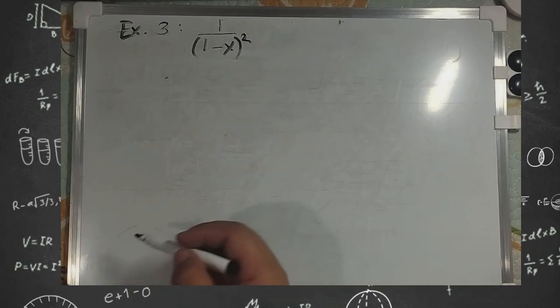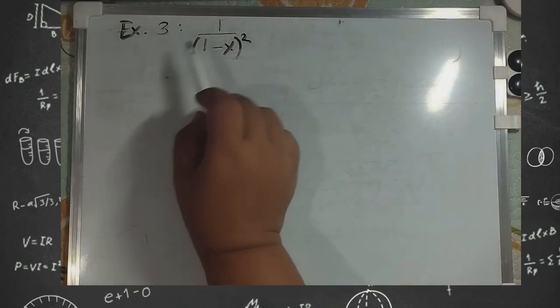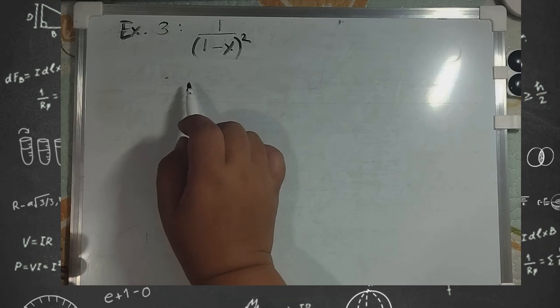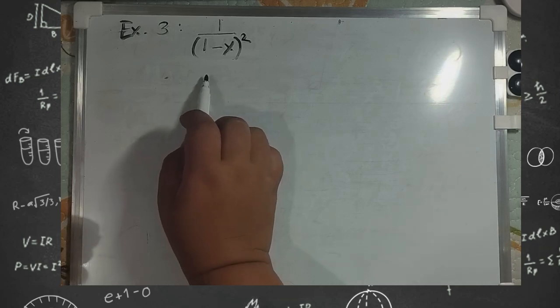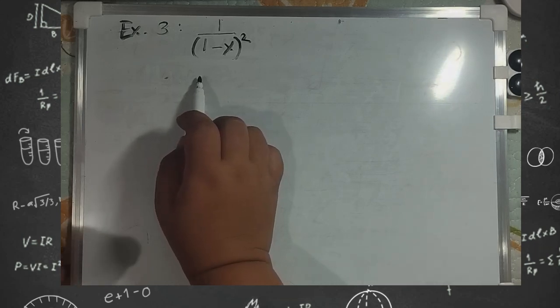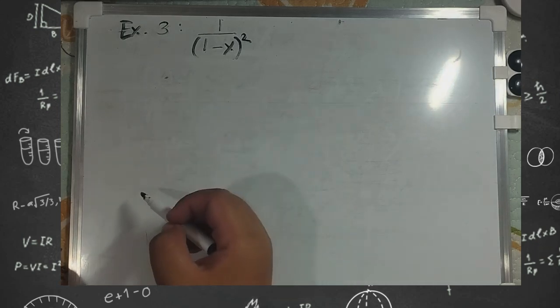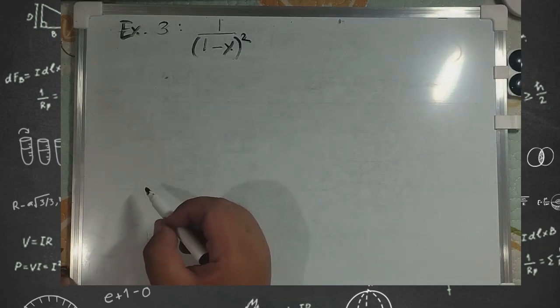Okay, for example number 3, we express 1 all over the quantity 1 minus x raised to 2 as a power series by differentiating equation 1. What is the radius of convergence?